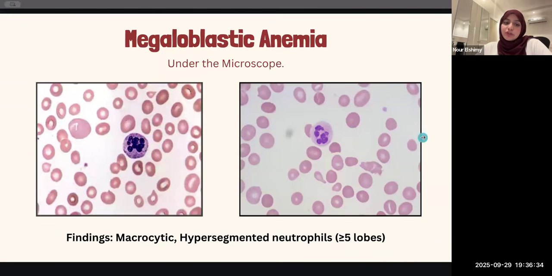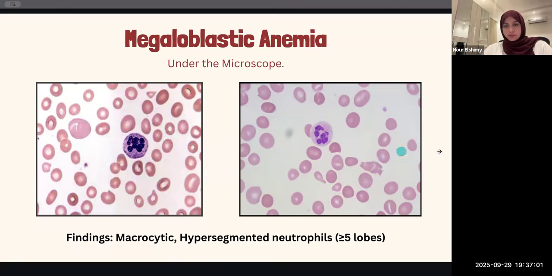If we look at it under the microscope, it's going to look something like this. So look how big this is. And the hypersegmented lobes inside, you could have up to 5 or more. This is what we call hypersegmented neutrophils, because of DNA synthesis impairment.